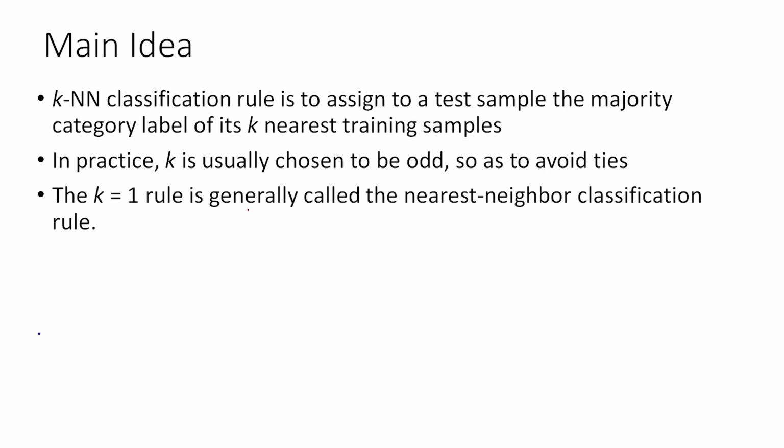So the main idea of the KNN classification rule is to assign to a test sample the majority category label of its k nearest neighbors. Normally in practice you will choose k as an odd number to avoid any ties, and one can have values of k like 1, 3, 5, 7, 9, 11. So k is a variable, that is why it is called k nearest neighbor.